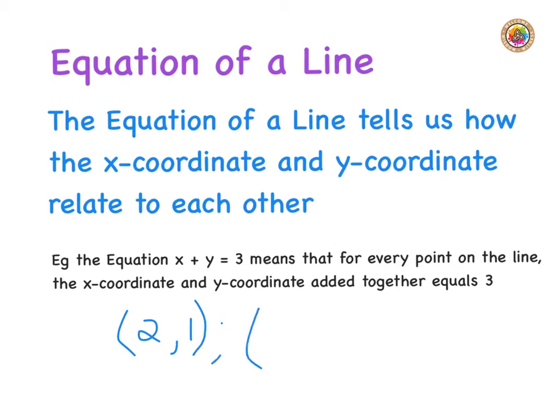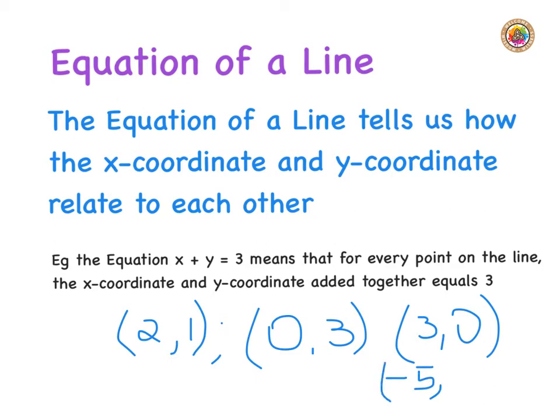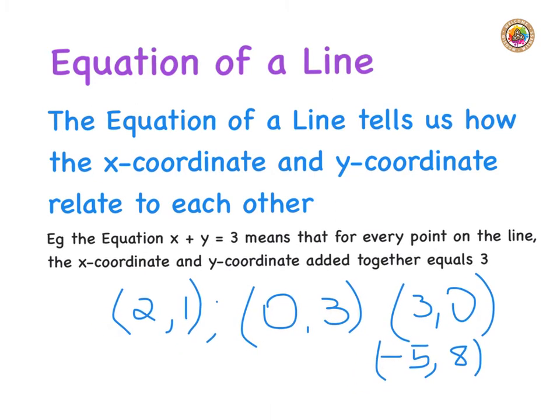Also the point (0, 3) would be on it. The point (3, 0). What else would be on it? We might also have the point (-5, ...). And what do I need to add to that to get 3? I'd have to add 8. So all of those points are examples of points that would be on this line, the line x plus y equals 3. Okay.